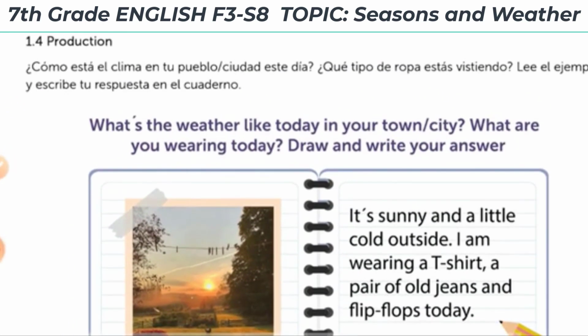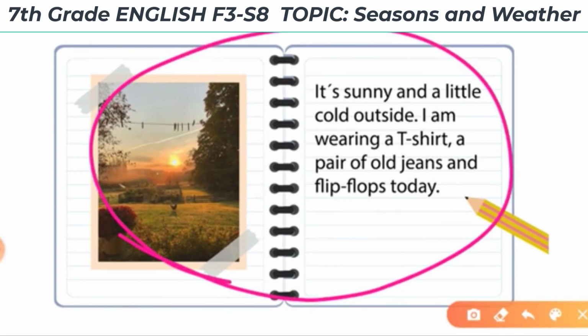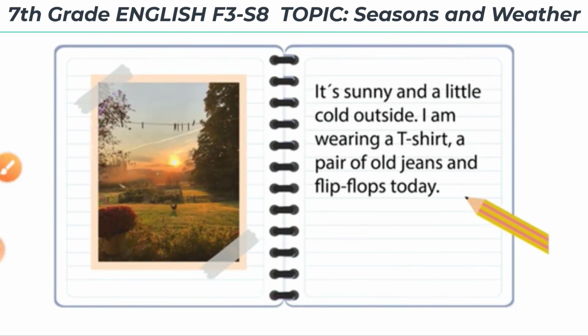Finally, you have the production part. Here you're going to write in your notebook a description of the weather in your city or in your town, okay? And also, you're going to have to say what clothes you wear in certain weather. Imagine that you are in a hot weather, for example, in Cara Sucia. So you will have to describe the clothes that you wear in such weather, okay? In Cara Sucia's weather.